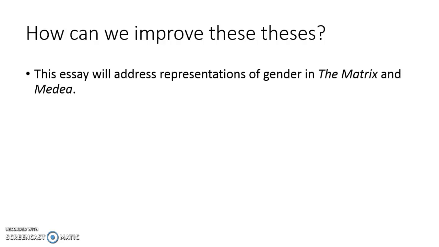Okay, one last exercise. Imagine you had a friend who was writing a paper and they came up with a thesis statement like this: This essay will address representations of gender in The Matrix and Medea. Think for a second, what would you tell your friend? Based on what we've already said, how should they improve this thesis statement? Probably they should say which representations of gender they're going to be talking about, so they should be more specific. And they should say what is the meaning or the significance of those representations of gender, so that they take more of a stand and show what the essay will be about.